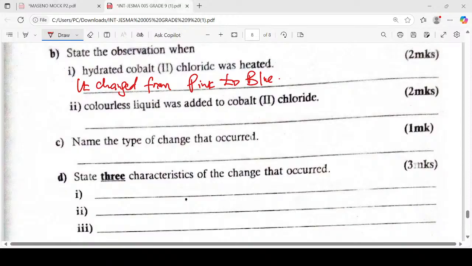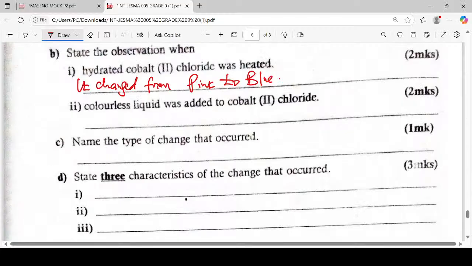What you learn, when adding the colorless liquid, it now changes from blue back to pink color. So I can say maybe here that color changes from blue back to pink, meaning to its original. Then name the type of change that occurred.